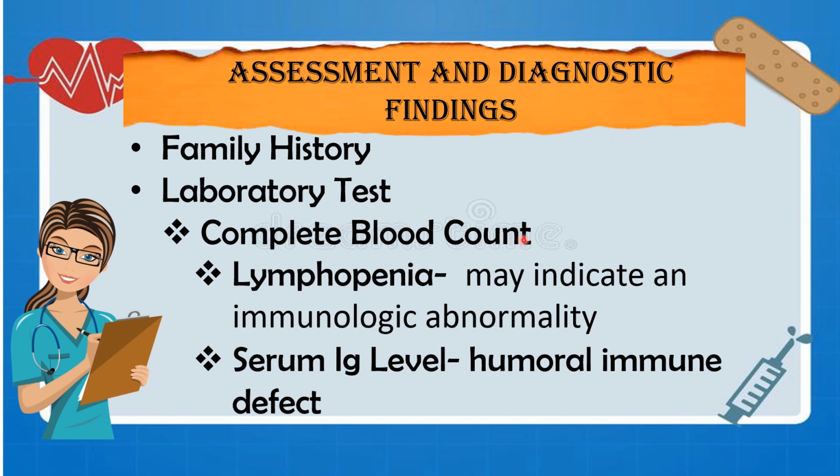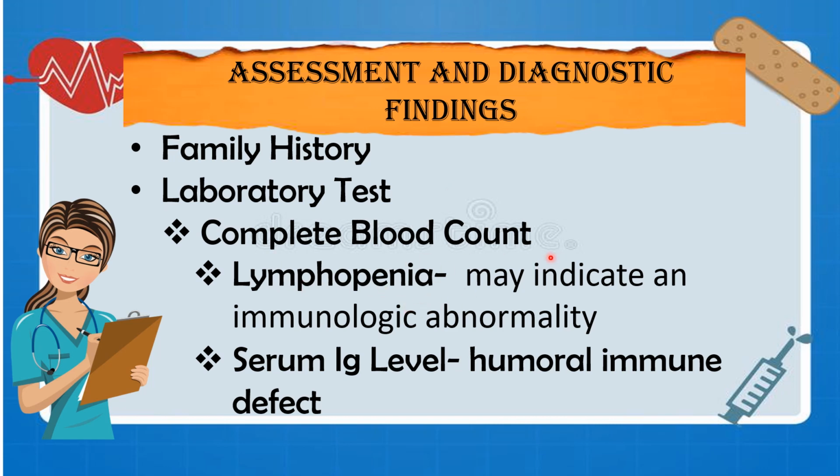For the assessment and diagnostic findings, it is crucial to carefully assess the family history, because there is often a considerable delay between the onset of the symptoms and the time of diagnosis of PIDD. This is because of the genetic origins of PIDD. So, laboratory tests are also used to identify antibody deficiencies, cellular or T cell defects, neutrophil disorders, and complement deficiencies.